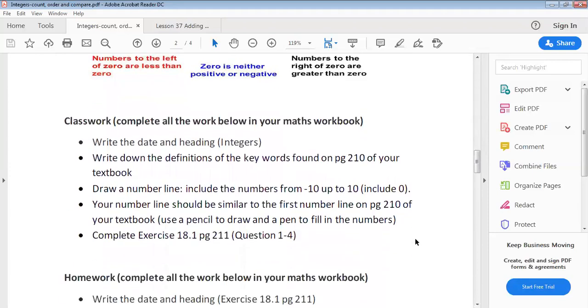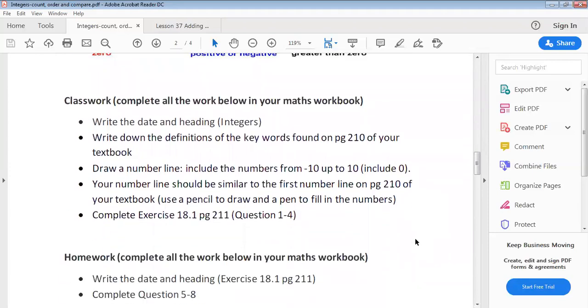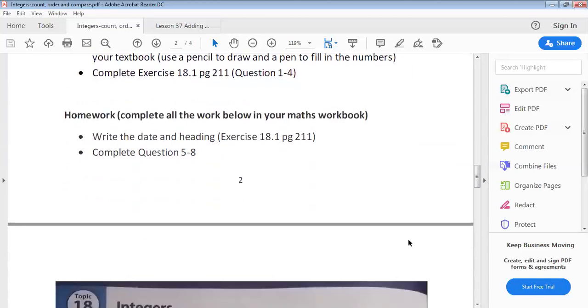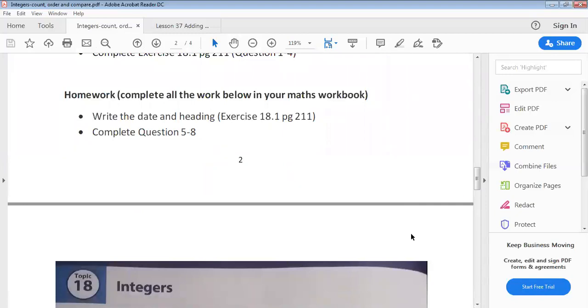Now the classwork that you needed to do is firstly, write definitions of the keywords found on page 210 of your textbook. Then I want you to draw a number line. Include the numbers from negative 10 up to 0. Please do include 0. Your number line should be similar to the first number line on page 210 of your textbook. Please use a pencil to draw the number line and a pen to fill in the answers. And then complete exercise 18.1, page 211. Okay, homework will be question 5 to 8 of the same exercise.